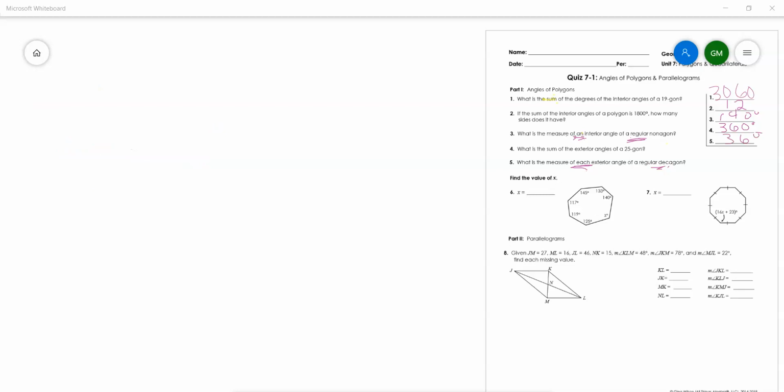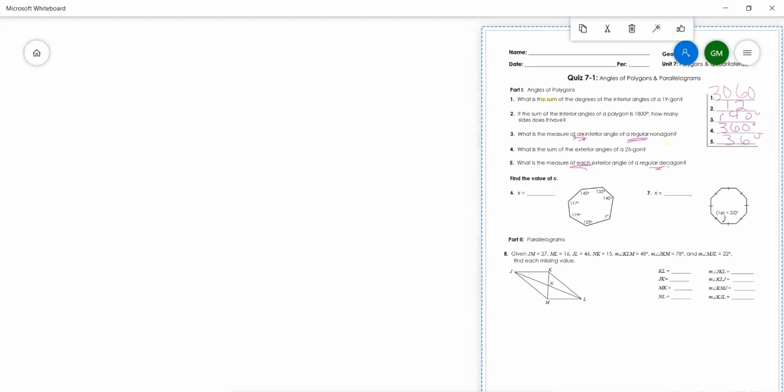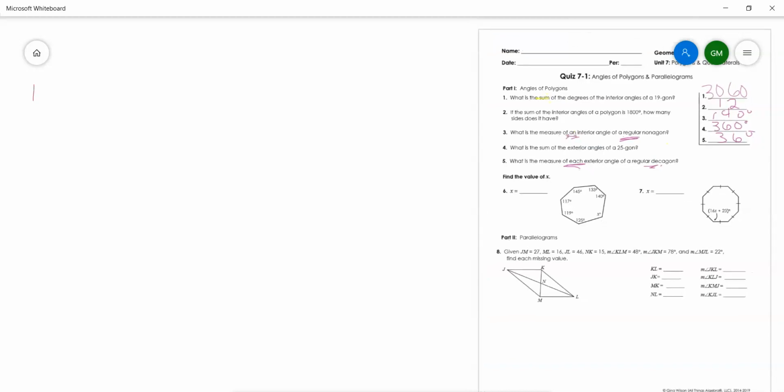All right, for number 6, it says find the value of x. So first we're going to find out how many sides this figure has. 1, 2, 3, 4, 5, 6, 7. So in this case, n equals 7. So we're going to find the sum of the interior angles. We have n minus 2 times 180, and n minus 2 is 7 minus 2. And so that means 5 times 180.